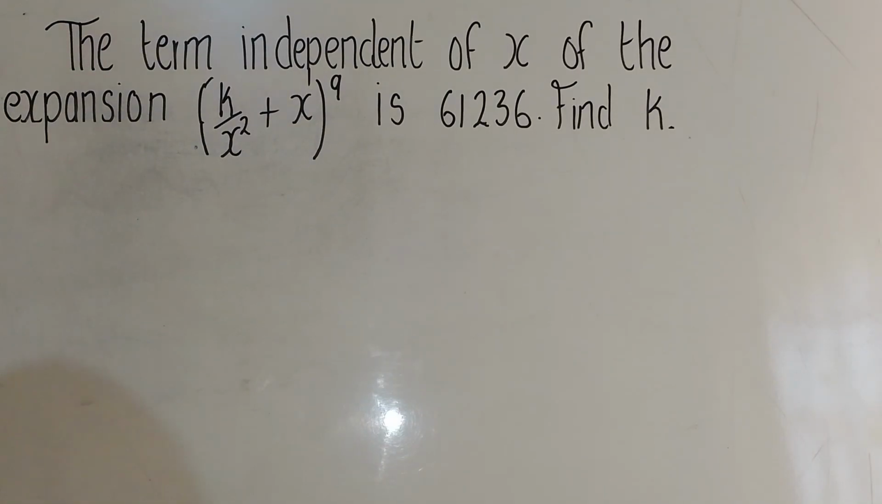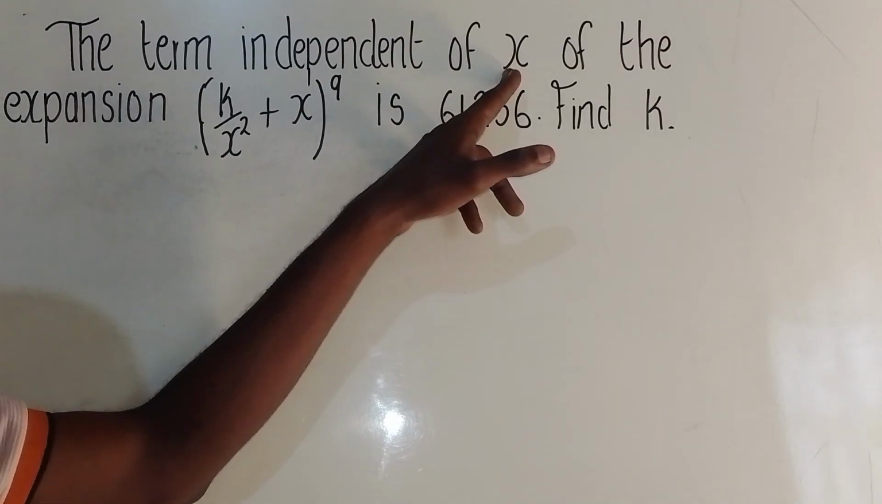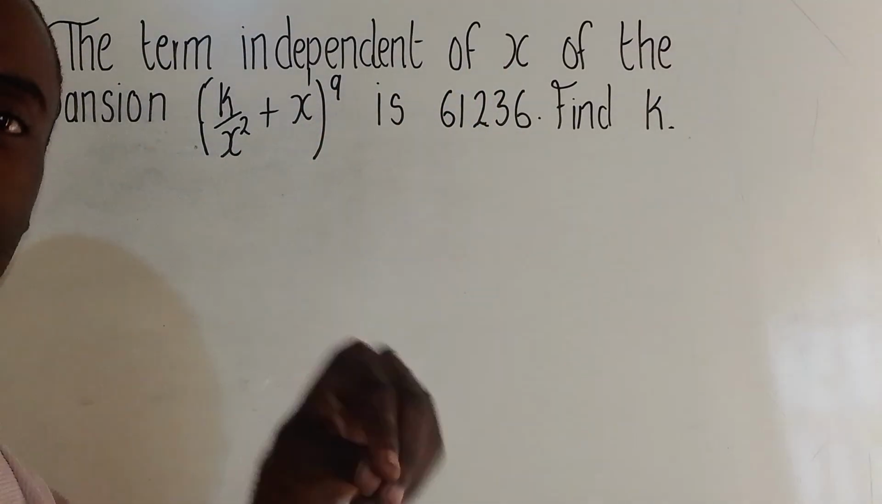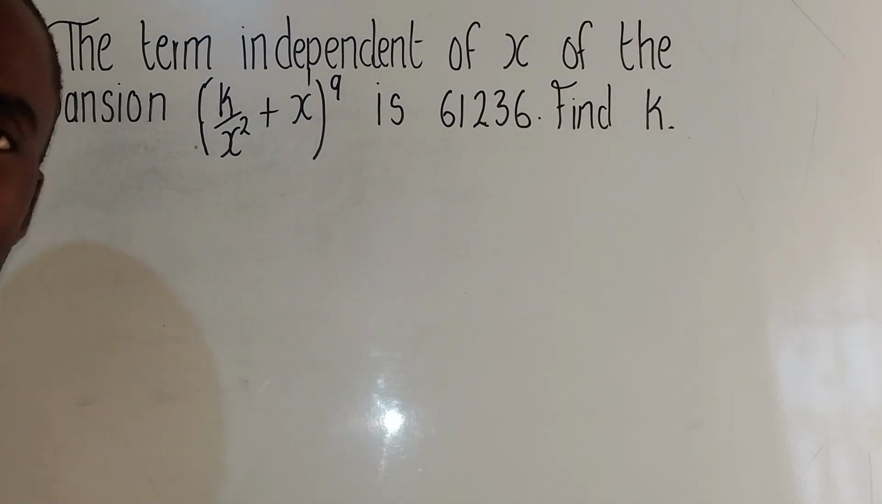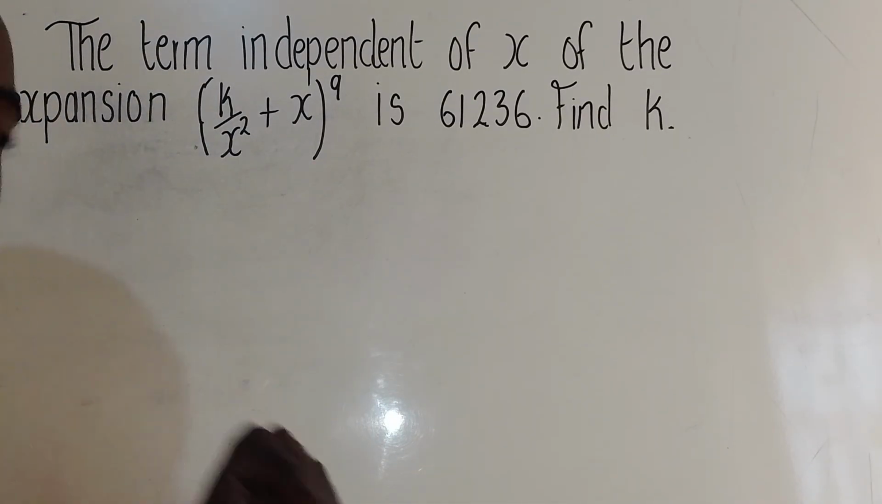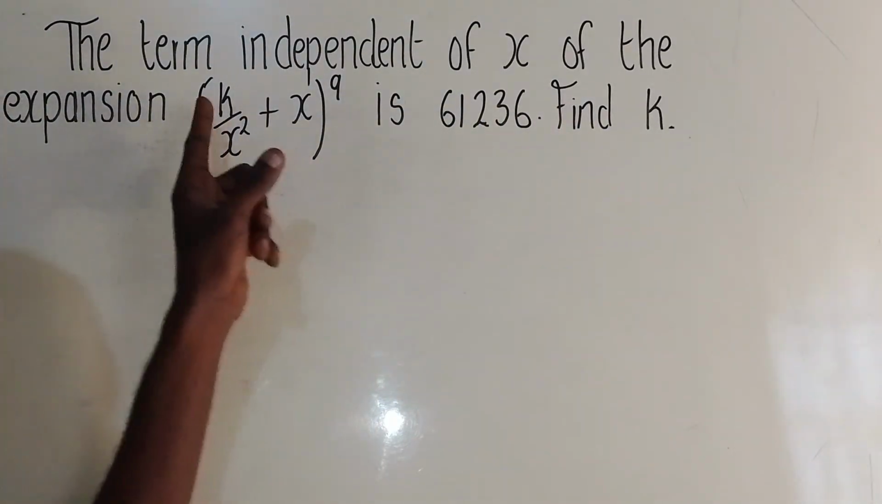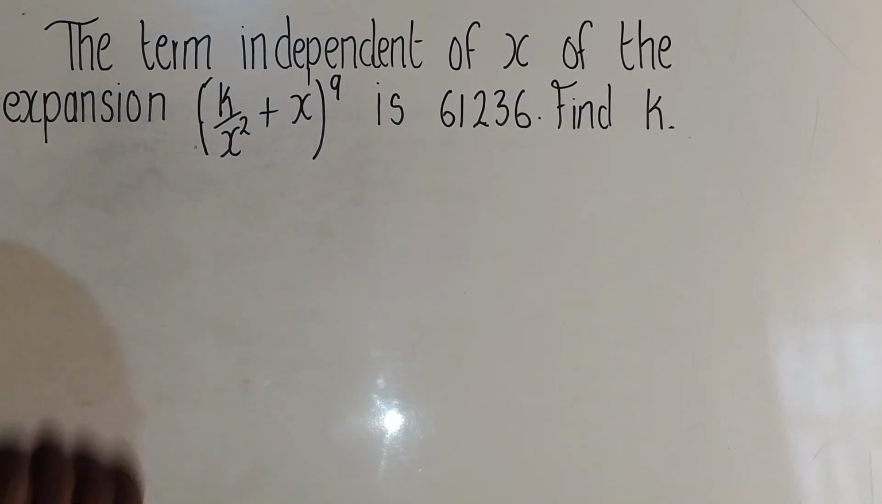We have a mathematics question that says the term independent of x. When they say independent of x, it simply means a number that has no x when you expand this one. Now they're saying that number is this one here. So the question is saying find the value of k, which is here. If you want to find k, you first need to write the formula.